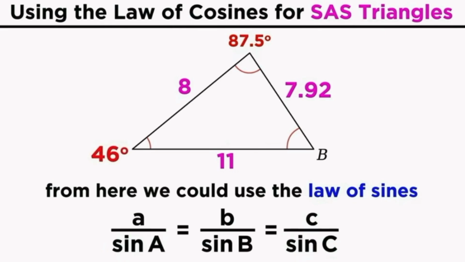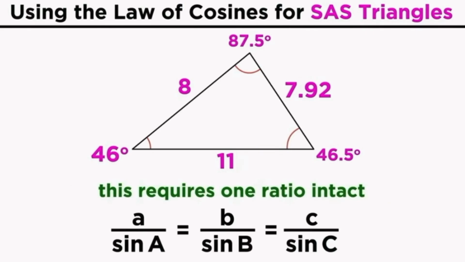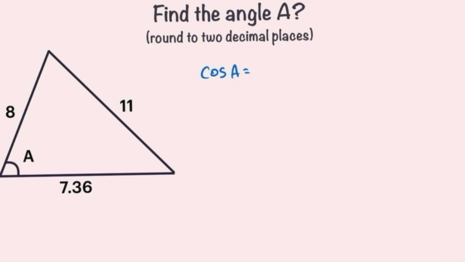Side a squared equals b squared plus c squared minus 2bc times cosine of A. Just plug in the numbers, don't let your mind stray. The law of cosines will carry the day.